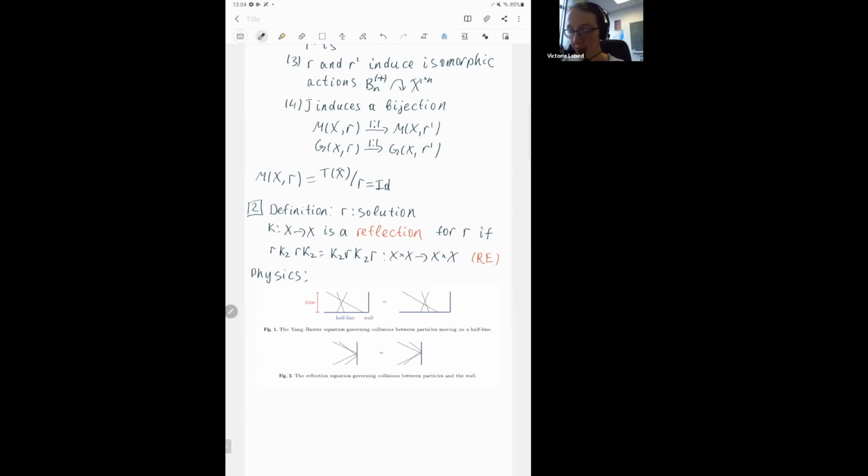But if instead of working on a line, I'm working on a half line, it means that I introduce some wall on the right, which you can see here, and it means that your particles can go close to the wall and then bounce off from your wall. This will be the bouncing trajectories, which you see in the second picture. And the reflection equation means that the bouncing order is not important. On the right, you have the first particle bouncing and then the second one, and on the left, the second bouncing then the first one, and the result is the same. So this is the meaning of the reflection equation. But you can also see it in topology.